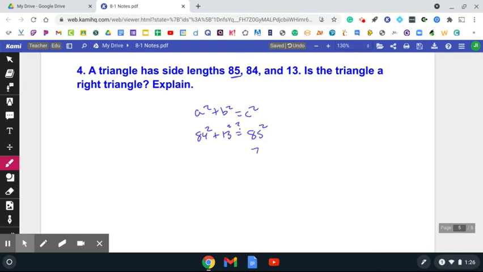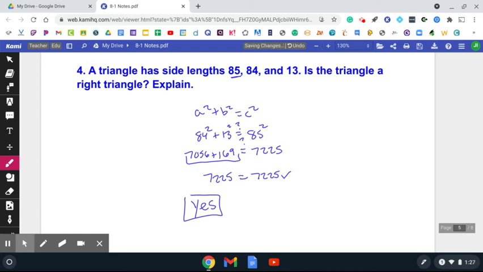85 squared gives you 7,225. 84 squared is 7,056. 13 squared is 169. Then you'll have to add these two together. It'll give you 7,225. And so in fact it does work in the Pythagorean theorem. And so what that means is that this is a right triangle. So the answer to the question is yes.